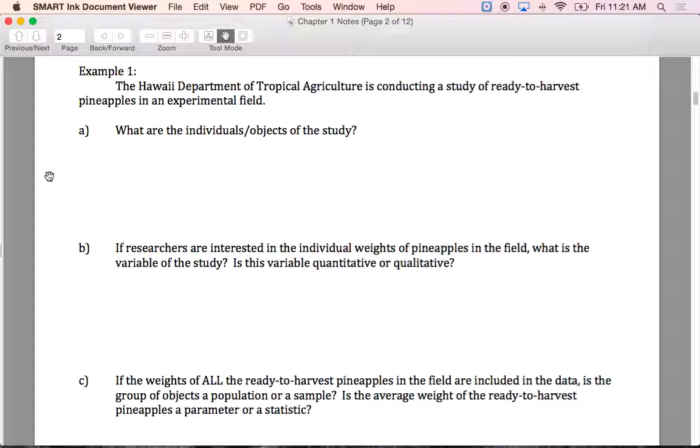So for example 1, we have the Hawaii Department of Tropical Agriculture is conducting a study of ready-to-harvest pineapples in an experimental field. They want to know what are the individuals and or objects of the study. So as we go through this, the individuals we're looking at are the pineapples. So yes, there are more objects here, but the individuals are pineapples in the study.